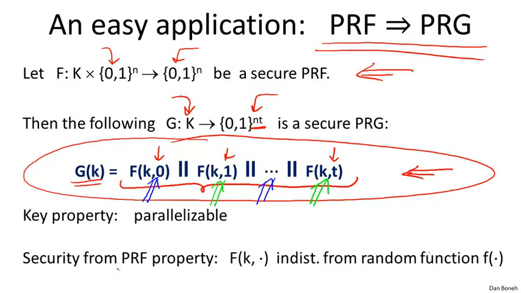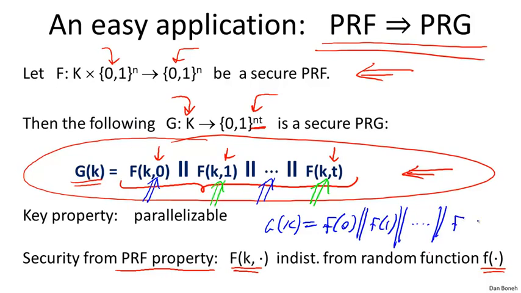Security follows directly from the PRF property. The way we reason about security is that this PRF by definition is indistinguishable from a truly random function on 128 bits. So if I take this generator and instead define a generator using a truly random function, writing the output as f of 0 concatenated f of 1 and so on, then the output of the generator using the truly random function would be indistinguishable from the output of the generator using a pseudo-random function. That is the essence of the security property of a PRF.